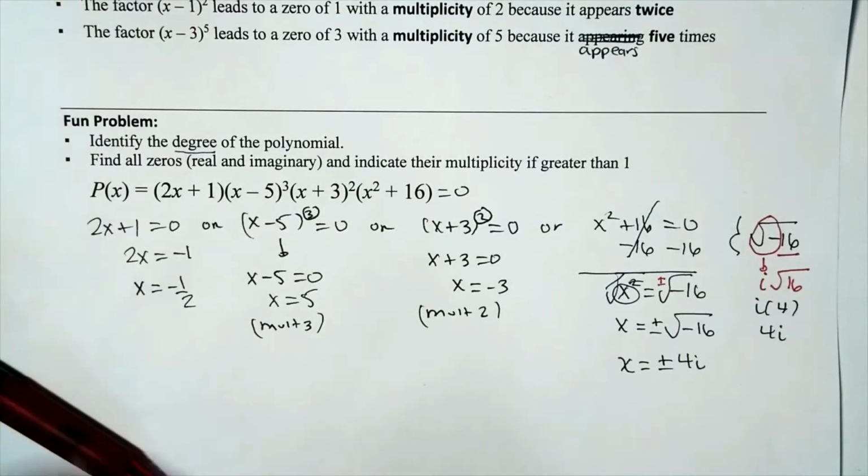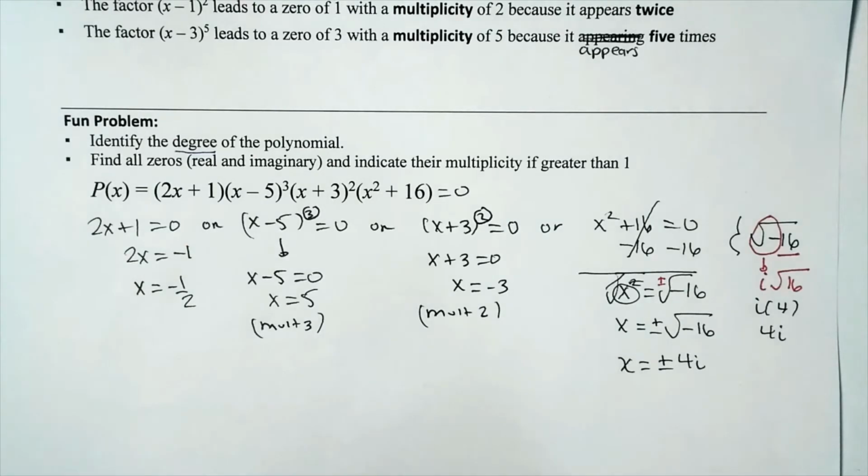Something that I failed to mention is that another theorem is the imaginary zeros theorem. The imaginary zeros theorem says that non-real zeros or imaginary zeros come in conjugate pairs. So if 4i is a 0, then its conjugate is also a 0, namely -4i.